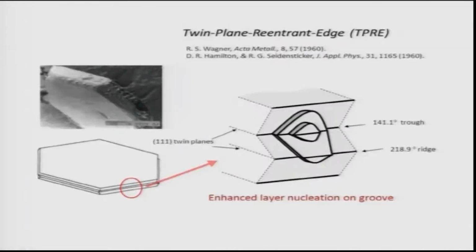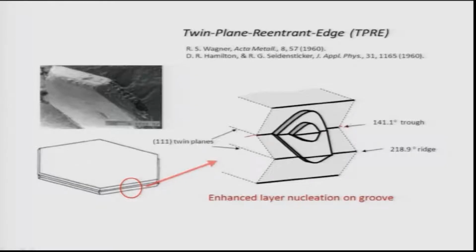You can also have another mechanism, known as twin plane reentrant edge, or TPRE. This was proposed by Professor Wagner long back, and later substantiated by D.R. Hamilton and R.G. Seidensticker in the 1960s. What you can have is a twin formation on the surface, and when these two twin planes meet, they create a reentrant edge. This is the reentrant edge.